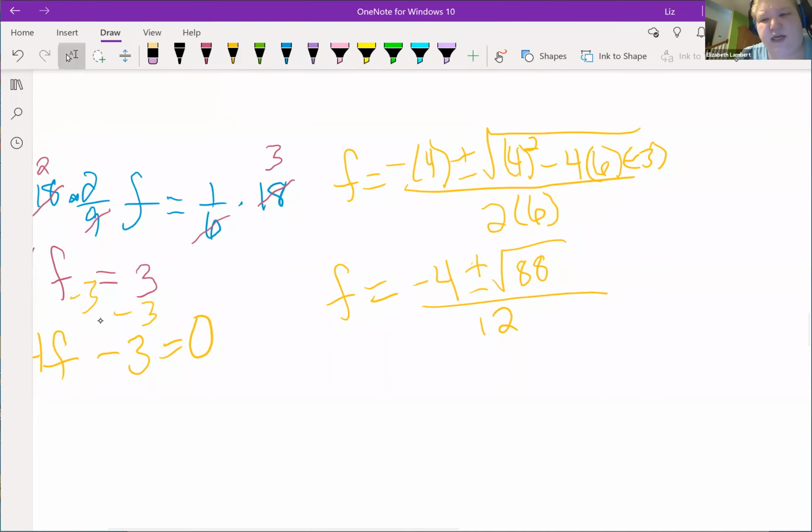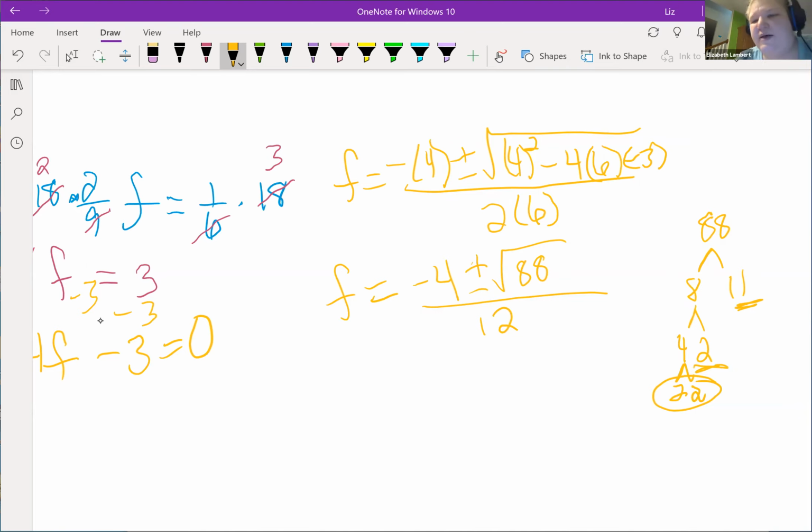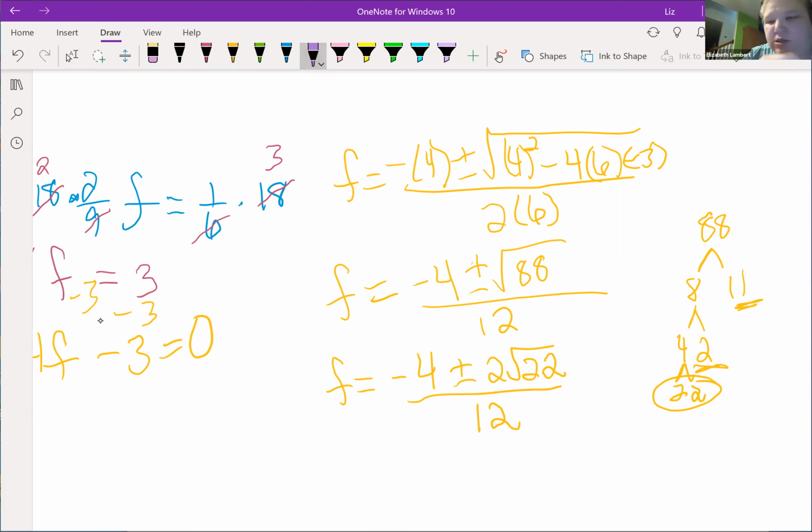Ooh, 88's very even. So that is 8 and 11. 8 is 4 and 2. So we got a pair of 2's. So 2 coming out. 2 times 11 staying inside. 22 for the inside. So F right now equals negative 4 plus or minus 2 square roots of 22 all over 12. And then I'm just going to do it the lazy way.